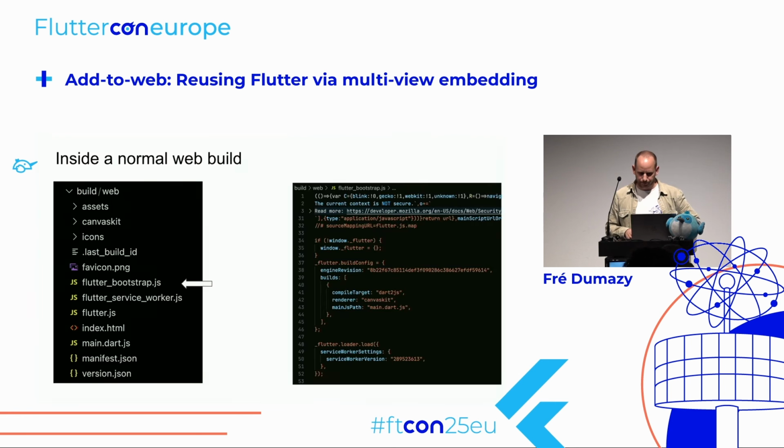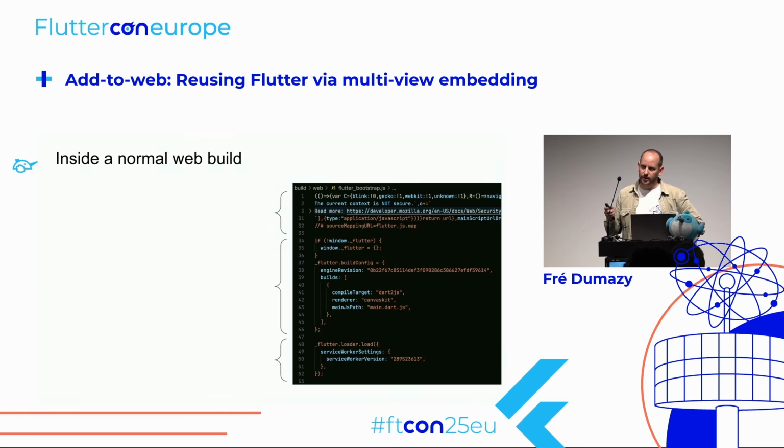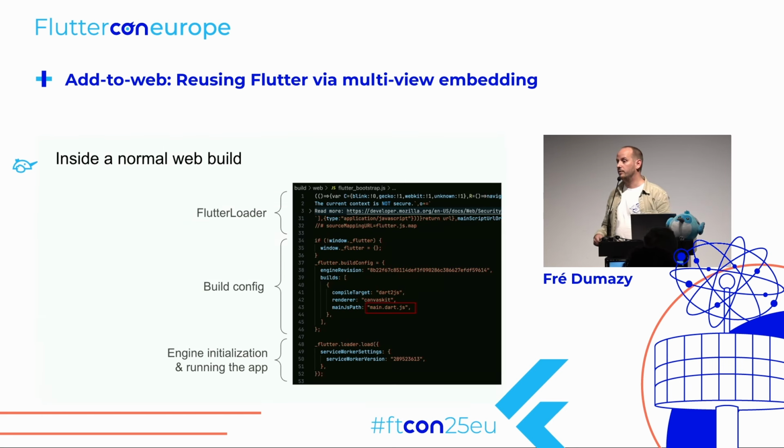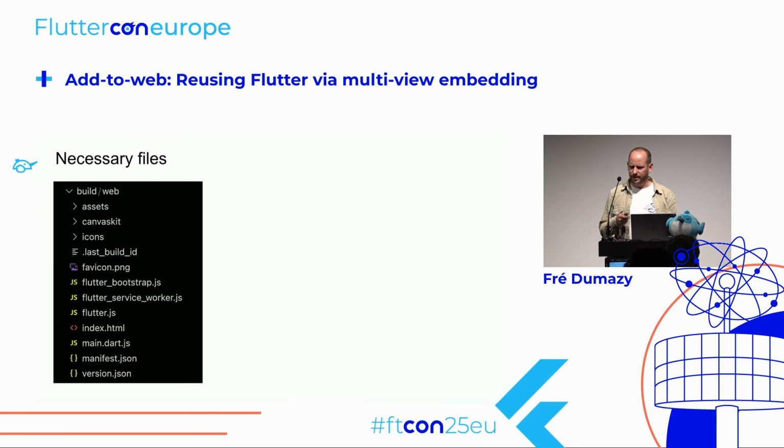So let's have a look in that one. We see a lot of generated code, but we can split it up into 3 parts. The first part is for the Flutter loader. The second part contains some build configuration, which also points to our entry point file. This is basically one file bundling up all of our Dart code that we've written and transpiled to JavaScript. And last but not least, the loader is executed, which initializes the engine and runs the app. So the necessary files are the bootstrap file and our entry point file, so all our Dart code, which might also point to some assets.